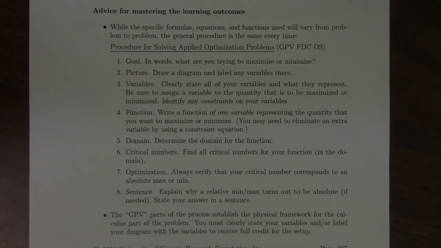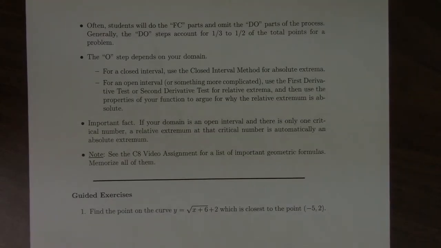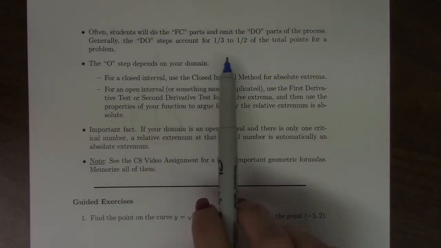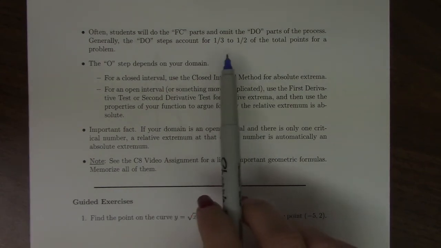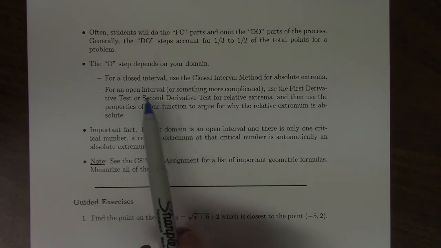So the first three steps of this process really set up the physical framework for the calculus and the problem. That's why you need to make sure to get full credit for the setup, clearly stating everything that's asked. Often students will do the F and C parts, which are the function and the critical numbers, but then forget to do the domain and the optimization part of the process. So just make sure you understand that these can count for a third to half of the total points of the problem.